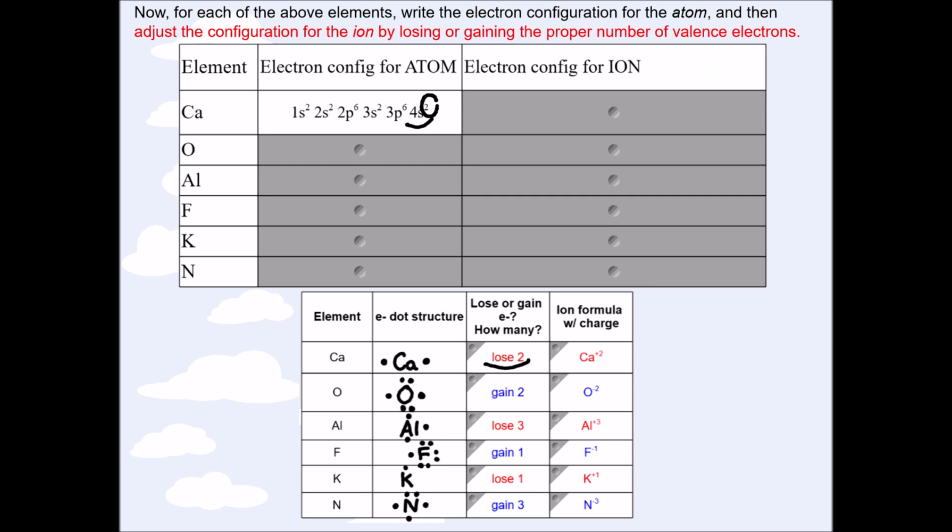So if both of these electrons in the 4s go away, its ion won't have a 4s level anymore. So for the ion Ca plus 2, it would end at 3p6 because it has lost 2 valence electrons.